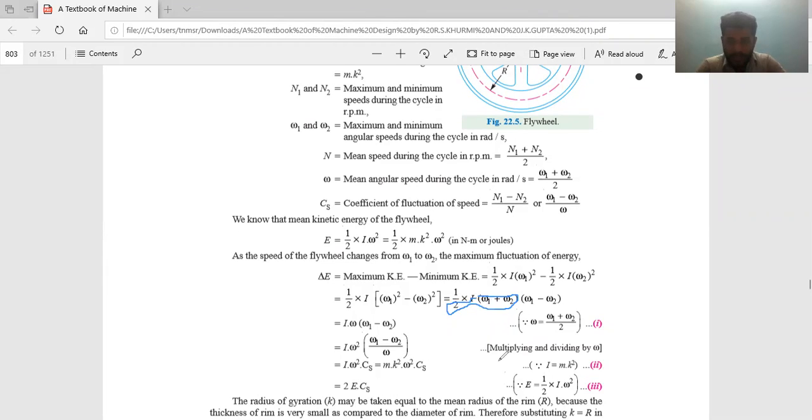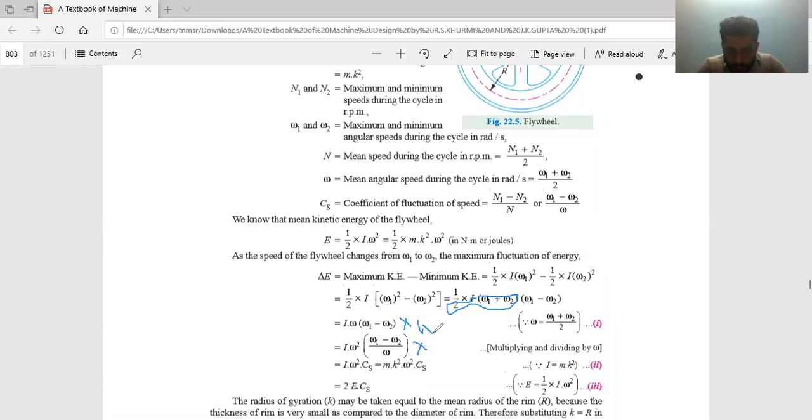This expression, omega 1 plus omega 2 by 2, I can write as omega. See, I into omega into what is left? Omega 1 minus omega 2. Which is equal to, now what I am doing? I am multiplying and dividing by omega. That means into, sorry, this expression.